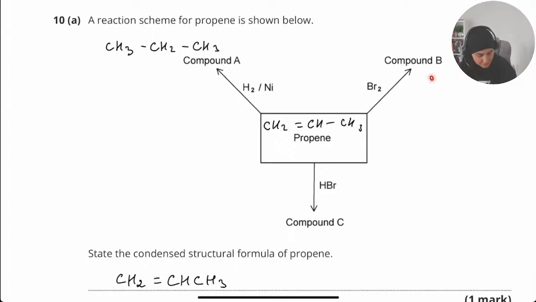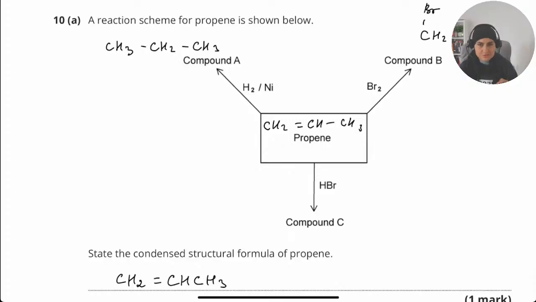What happens when I add bromine? Also electrophilic addition, so I would add bromine at the double bond. So the double bond breaks, I put a single bond instead of double, and attach Br and Br. That is compound B.